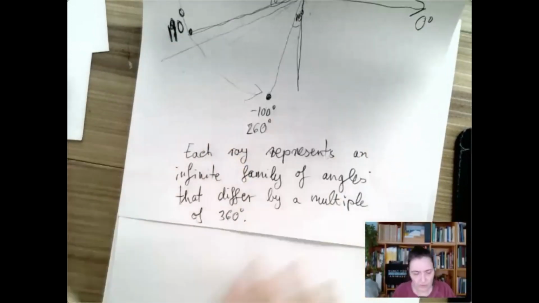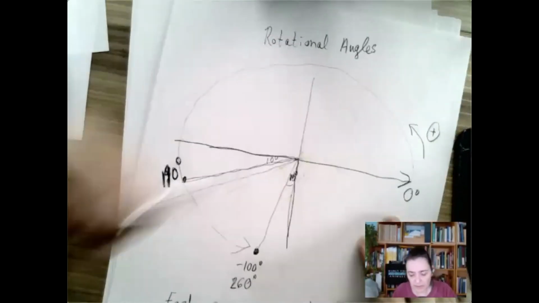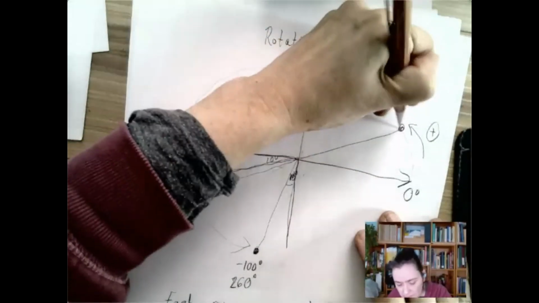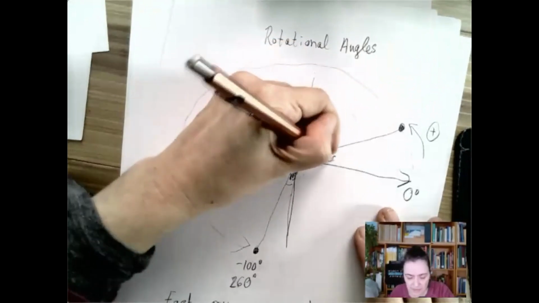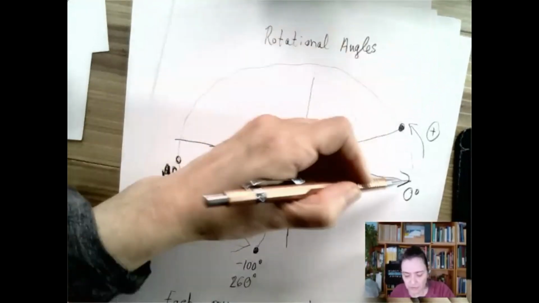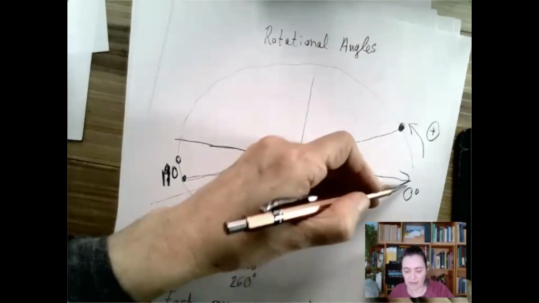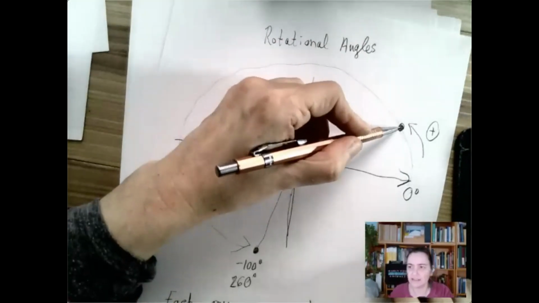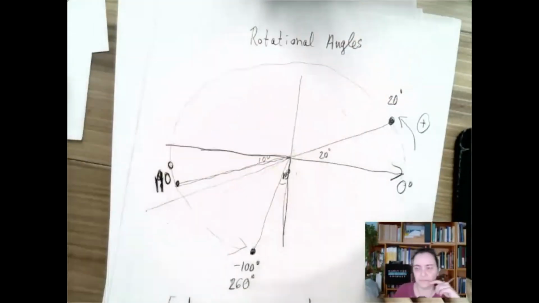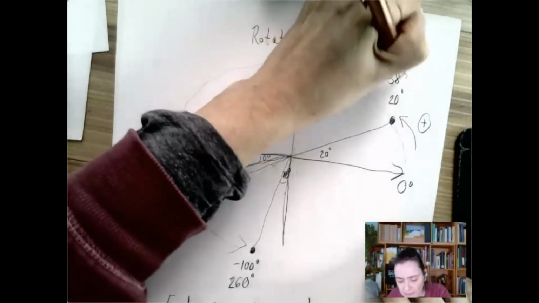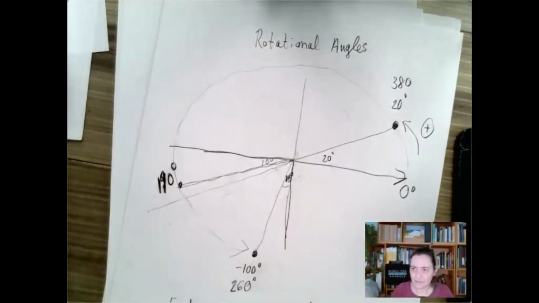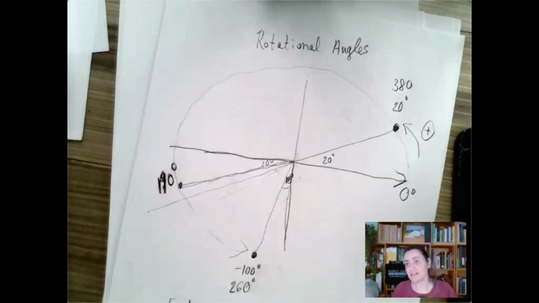Maybe we should go to a simpler example. What about 20 degrees? 20 degrees is here. But what if we go a full circle and then 20 degrees? What angle is that? 380. Yeah, 380. And then we can add another full circle, and we can also subtract them.